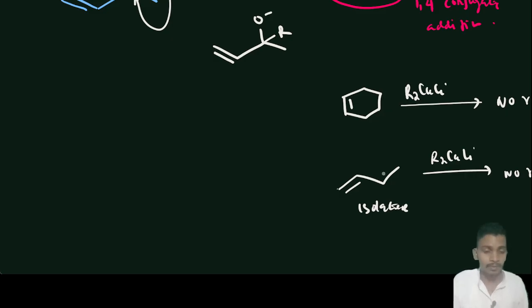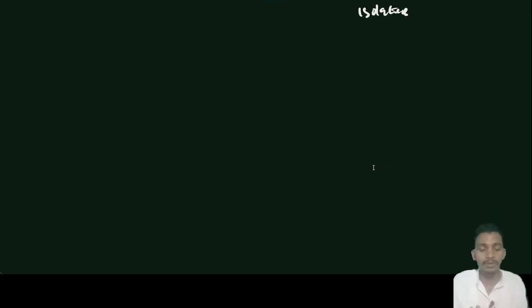Now the question is why it reacts with the carbonyl group only if it has a conjugate double bond, and otherwise will not react. What is the reason behind it?